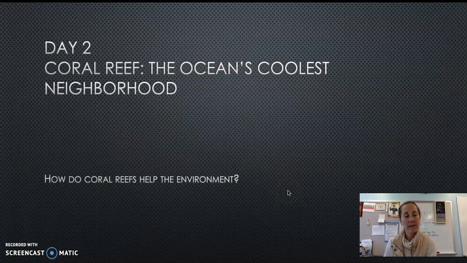So, there is my passage. The author's purpose is to inform you about coral reef and also to persuade you to think that they're important and that we should take care of them. The main purpose is to inform you about coral reef, what they are, how they grow, where they live, what they do. So then the question: how do coral reefs help the environment?